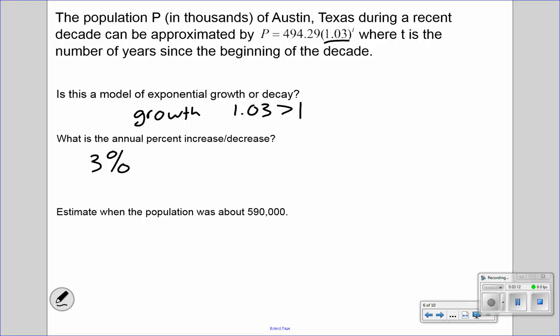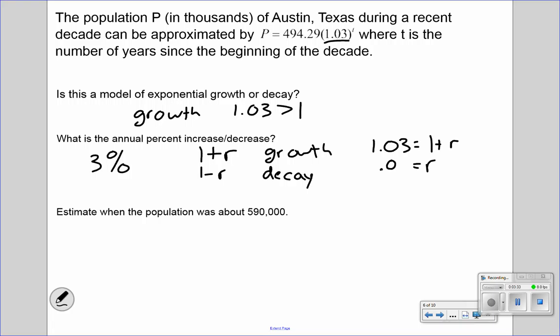Our term that's raised to the power is, if it's a growth function, 1 plus r. And if it's a decay function, it's 1 minus r. So we know that 1.03, since this is a growth function, equals 1 plus r, where r is our rate of change. So that's 0.03, which is simply a 3% increase.